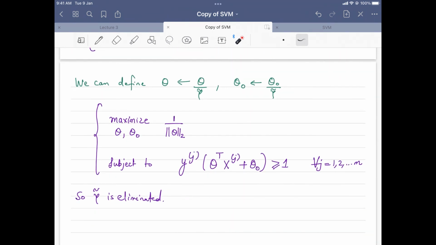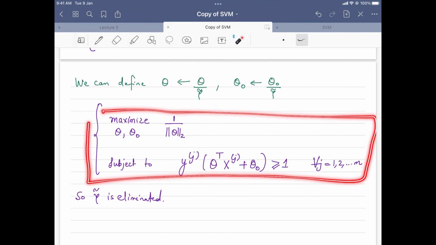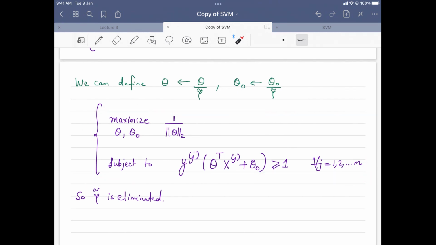So what is this expression? In this expression you can see theta is replaced by theta divided by gamma tilde and theta 0 replaced by theta 0 divided by gamma tilde, and what you get now is this expression. And here you can see that things are pretty easy now, pretty better, because gamma tilde is gone, which is actually indirectly related to theta and theta 0, and similarly that one is also gone. The non-linearity that you had is also gone.